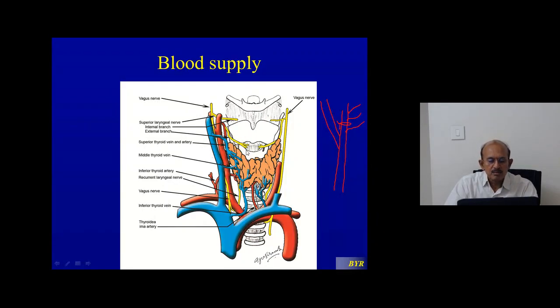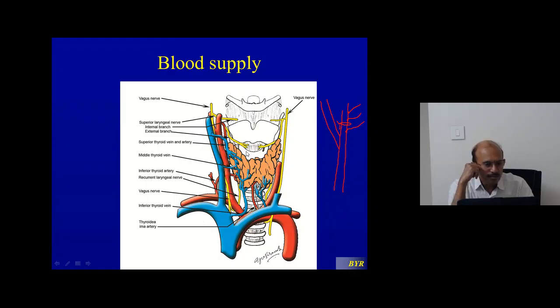What is the function of this muscle? Whenever you are doing surgery around the superior pole of the thyroid gland, sometimes this nerve may be injured, that means the external laryngeal branch of the superior laryngeal nerve. If this nerve is injured, then this muscle will be paralyzed. That's what will happen. Very good, it is the tensor of the vocal cord. So what will happen? The tension is lost. So will there be hoarseness? If this external laryngeal nerve is injured, will there be any hoarseness?